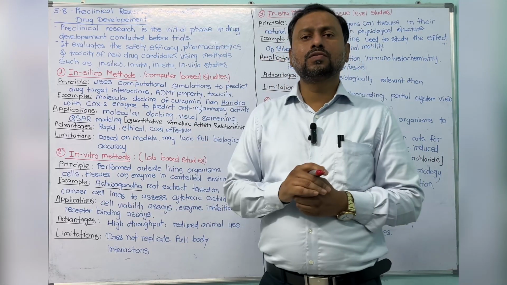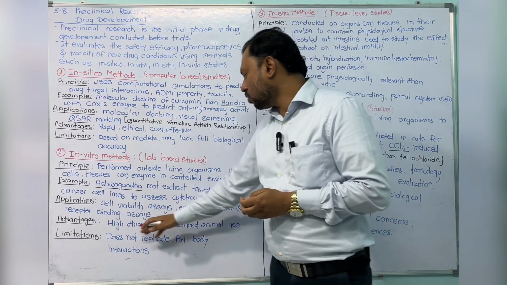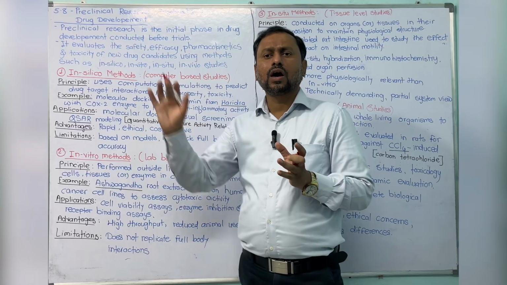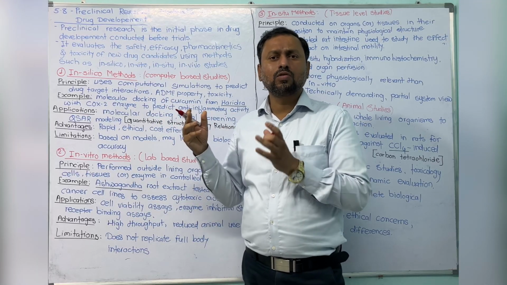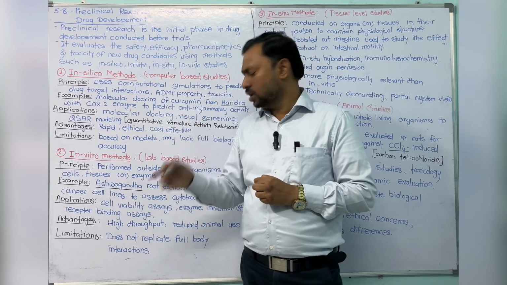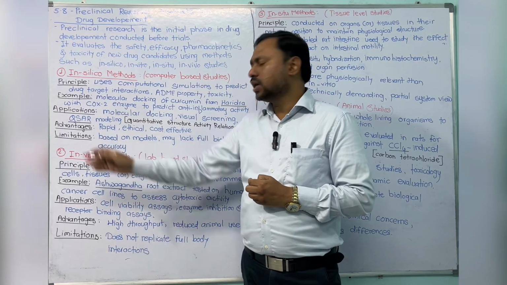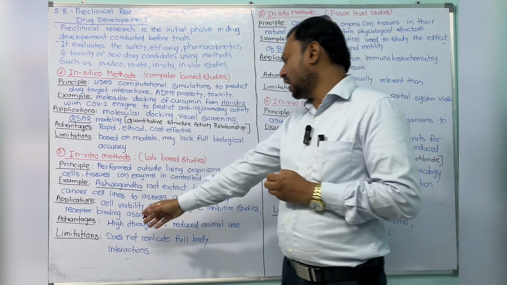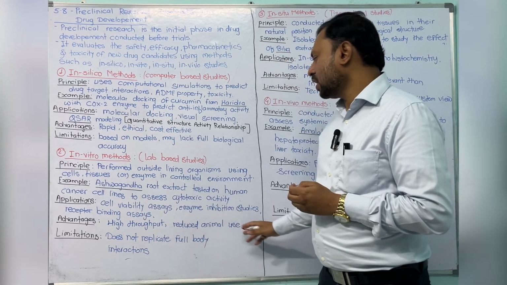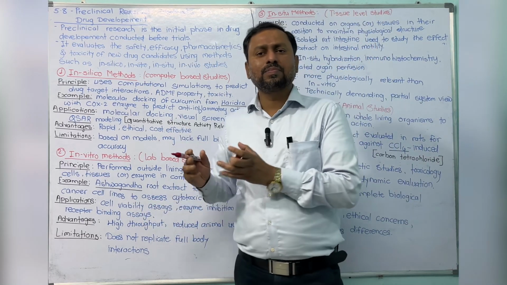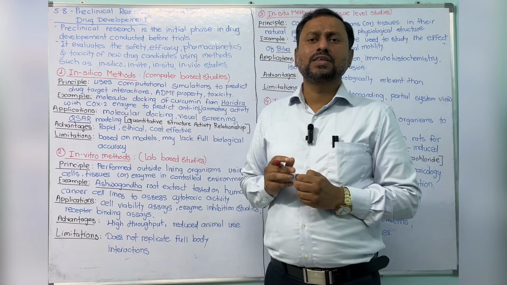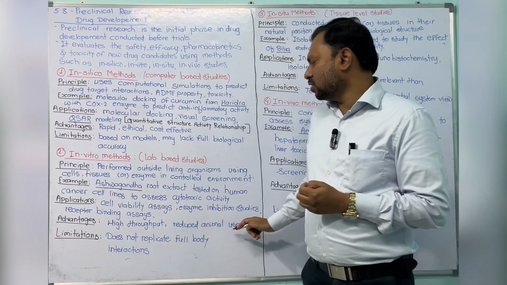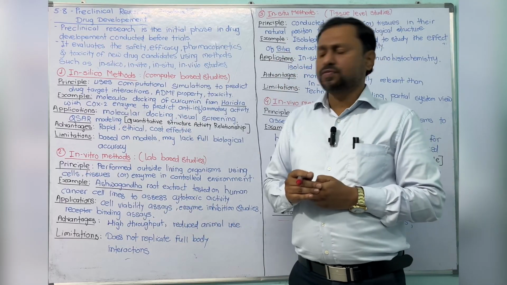Now, advantages. What are the advantages here? High throughput. It means so many things we can do at a time. This is a very high throughput process you can do with the in vitro method. It means you can do so many high throughput processes fast, at a time. And next, reduced animal use. Using animals or human beings is very problematic. This is one of the safest, reducing animal use here because of these in vitro methods.